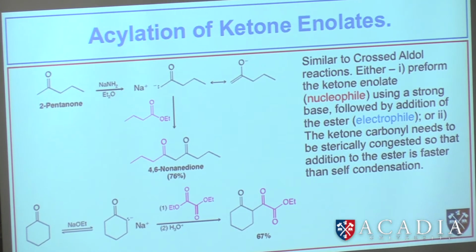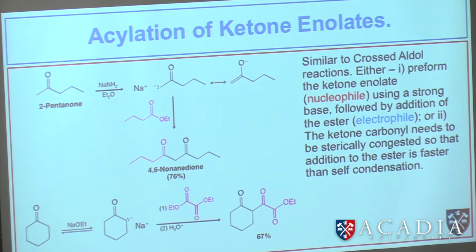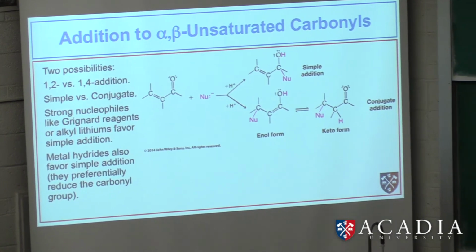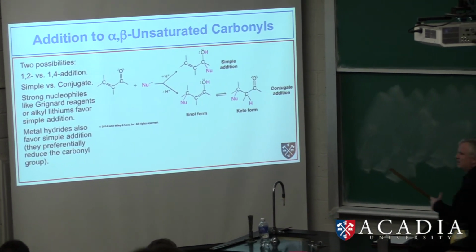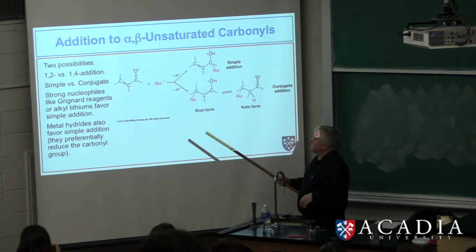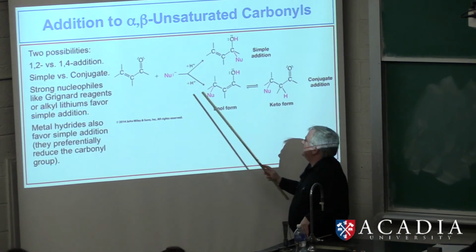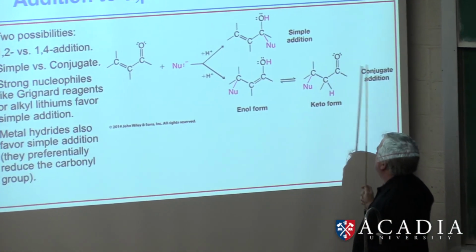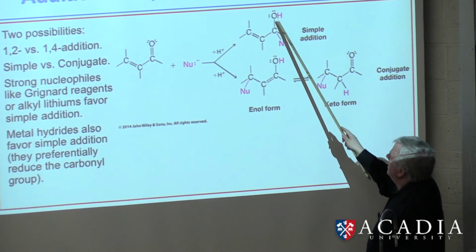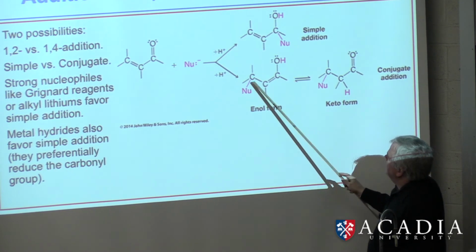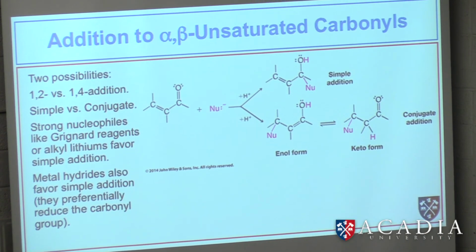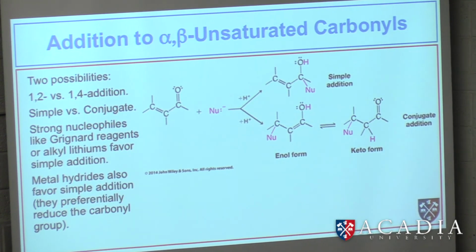I think that's it for today. The next thing we're going to talk about is addition to alpha-beta unsaturated carbonyl compounds. And just like when we had 1,3-dienes, this is like a 1,3-diene, but now we have an oxygen there. So we can have simple addition, or what we call conjugate addition. We can have 1,2 addition, the nucleophile added to the 1 and 2 position, and here it's added to the 1 and 4 position. So it's simple versus conjugate addition. This is often called the Michael addition, the conjugate addition. That's what we'll be talking about next class.